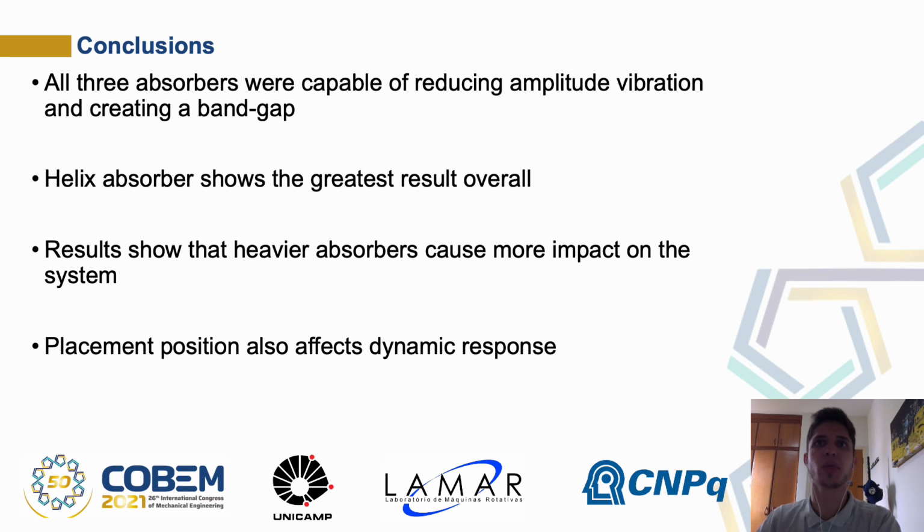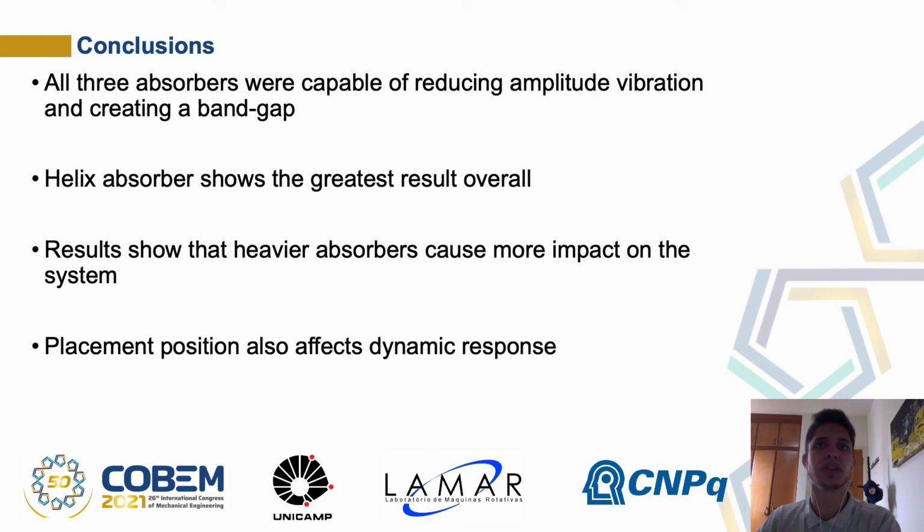In this paper, three concepts of dynamic vibration absorbers were proposed in order to reduce vibration amplitude of a rotating system operating close to its second critical speed. All three absorbers were capable of reducing amplitude levels on the desired frequency, creating a band gap around 28 Hz. Helix absorbers showed the best result overall, with a wider band gap.